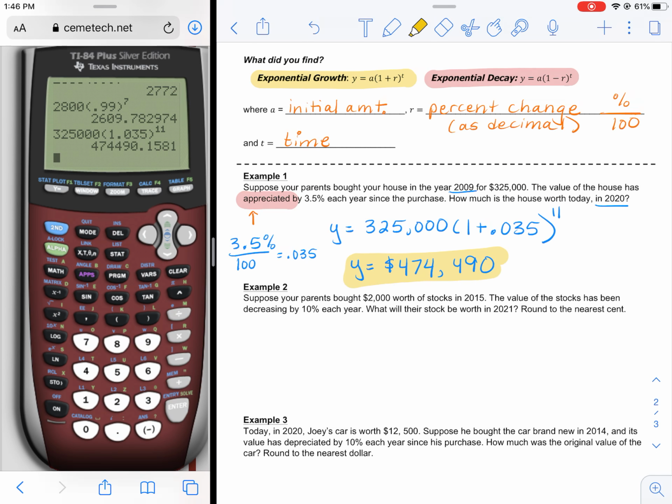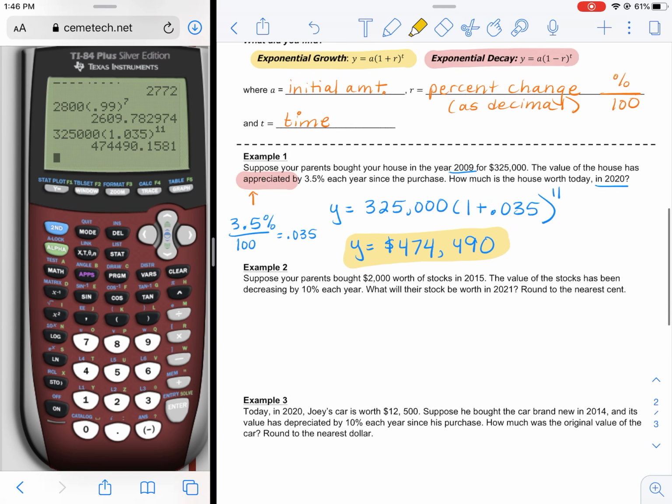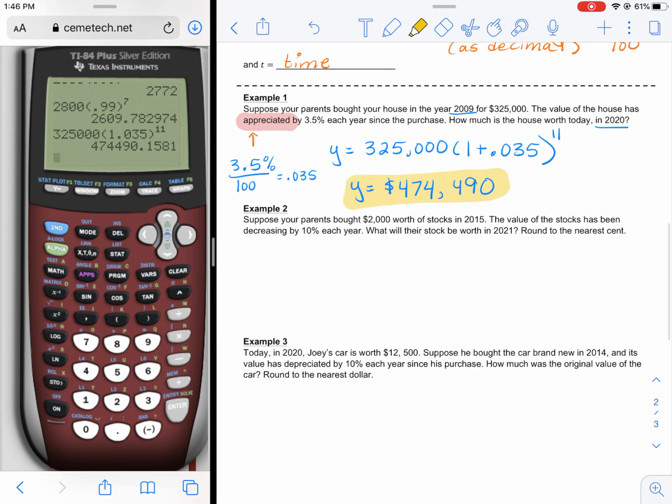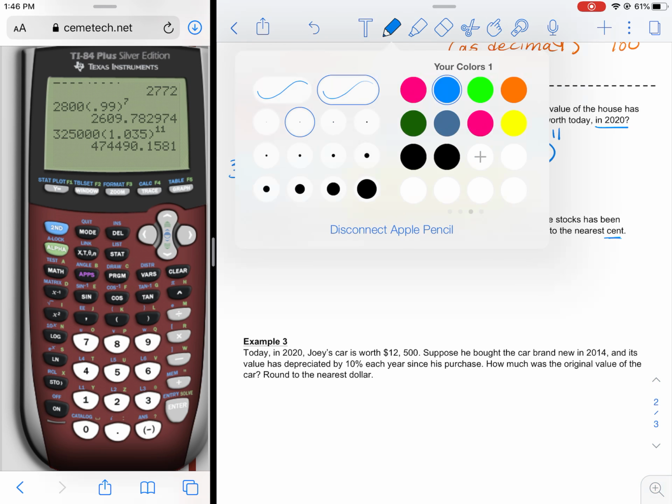So that's an example of writing and using an exponential growth model. The next problem says, suppose your parents bought $2,000 worth of stocks in 2015. The value of the stocks has been decreasing by 10% each year. What will their stock be worth in 2021? Round to the nearest cent.